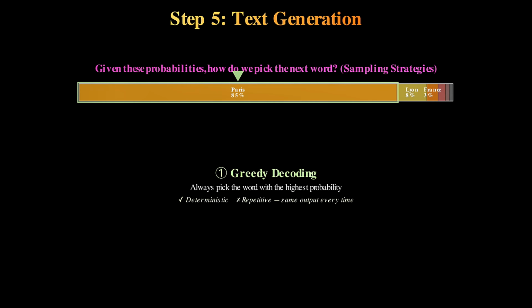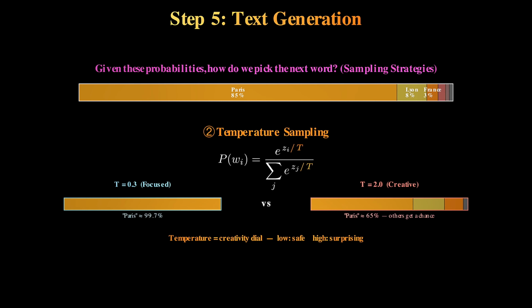Temperature sampling adjusts the probability distribution. A low temperature, like 0.3, makes the distribution sharper, so the top word becomes even more dominant. A high temperature, like 2.0, flattens the distribution, giving more creative, diverse outputs. Temperature is like a creativity dial.